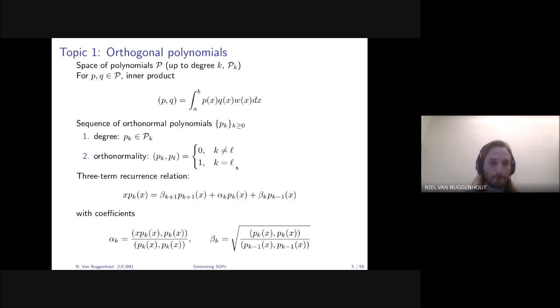For such a sequence, we have a three-term recurrence relation, and this will be very important in relating the polynomials to matrices. Here we have a three-term recurrence relation with parameters beta and alpha. Here is an expression for these coefficients, but that is not super important at this point.